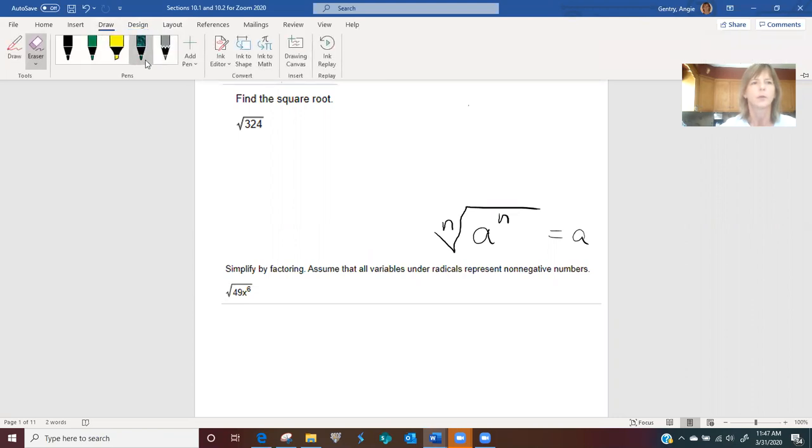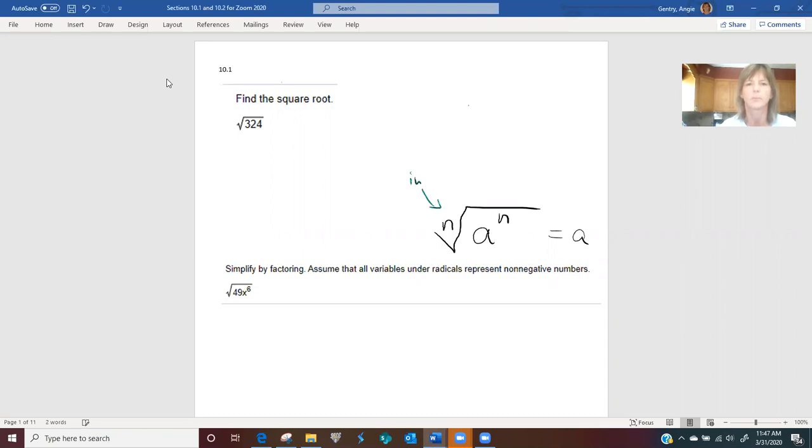Sorry, let me make sure I have the right pen. This here is called an index. And here's your exponent, of course. And the rule is that the nth root of a to the n is simply a.